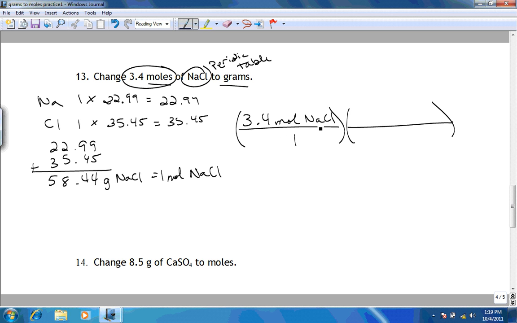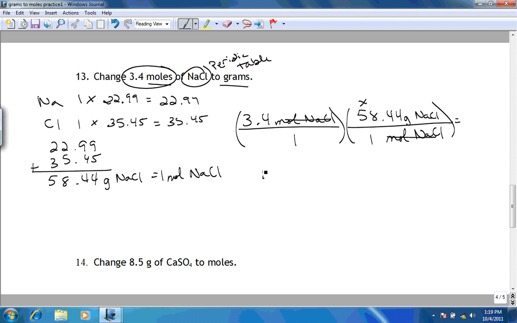So we have moles of NaCl on the bottom. Here's the moles of NaCl in our conversion factor. Notice 1 goes with that unit. And on the other side of the equation, we're going to put on the top, and that's 58.44 grams. So it's going to be 3.4. The moles of NaCl cancel out, so it's going to be times, because it's on the top, 3.4 times 58.44.